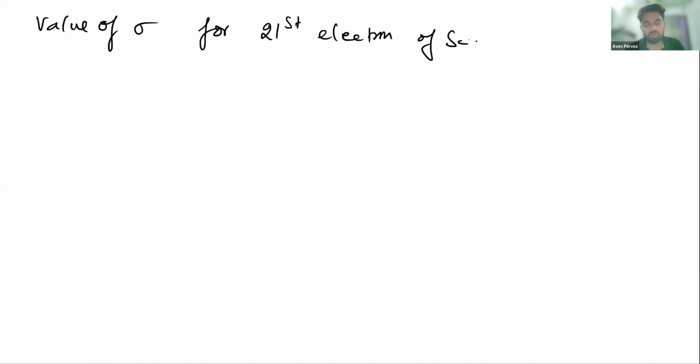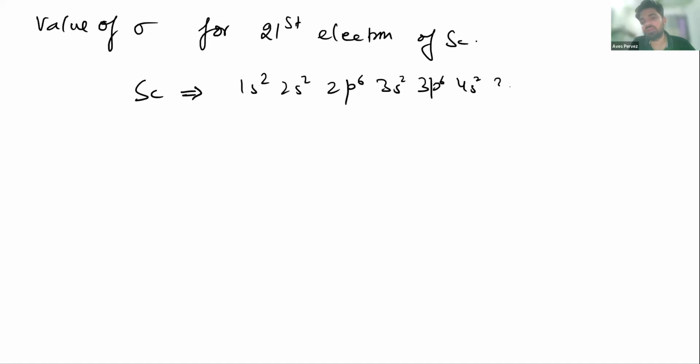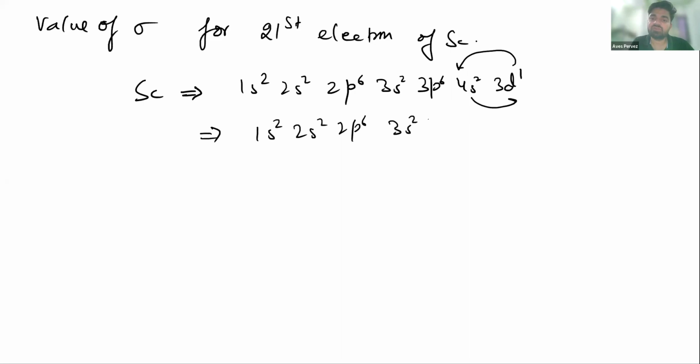For this, you need to keep in mind, we have written a note that you have to always arrange the electronic configuration in the proper order: 1s2, 2s2, 2p6, 3s2, 3p6, then 4s2, then 3d1. We used to write it this way, but now we have to arrange it according to the order: 1s2, 2s2, 2p6, 3s2, 3p6, then 3d1. This 4s2 will come here and will not be included.